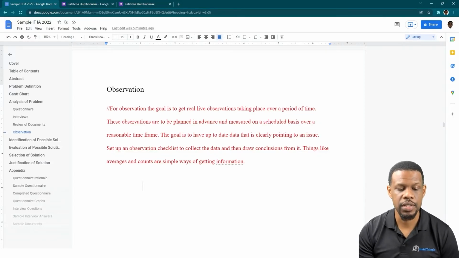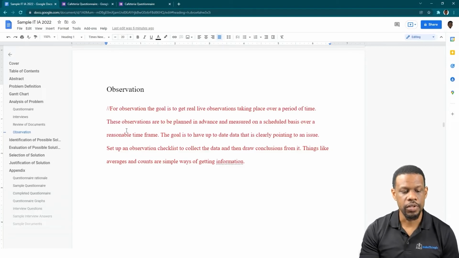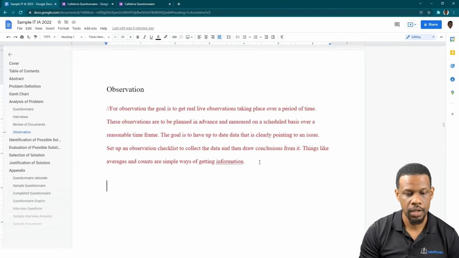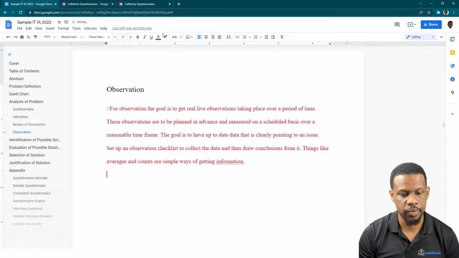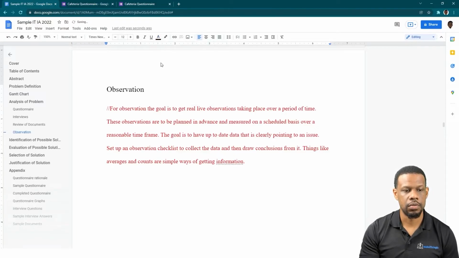So what you want to do is create something like an observation checklist. So I'm going to go into the appendix. Actually, no, I'll put it right here, and then I will put it in the appendix after, right? Because it's really supposed to go in the appendix. So let's see what it goes.